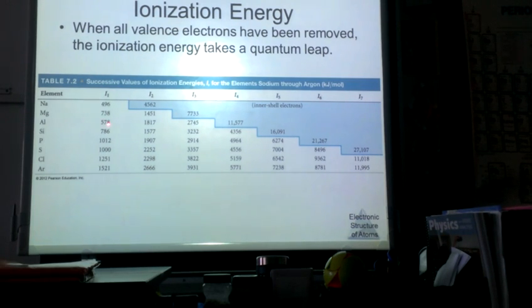Next one is aluminum. I know aluminum has 3 valence electrons, so technically I should have 3 ionization energies that are relatively increasing from one another. And then the fourth one should be a huge jump between 3 and 4, and I see that. So not as much energy for the first one, a little bit more energy for the second one, a little bit more energy for the third one, but then as soon as I hit that core electron, it's 11,577 kilojoules there. So you get the trend.